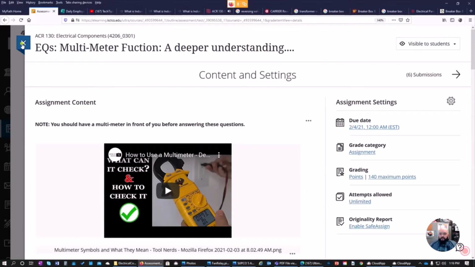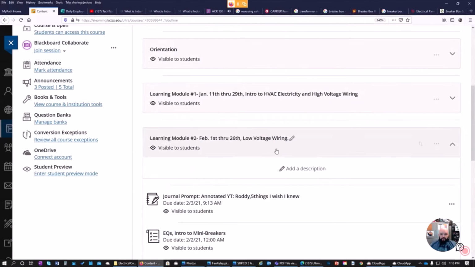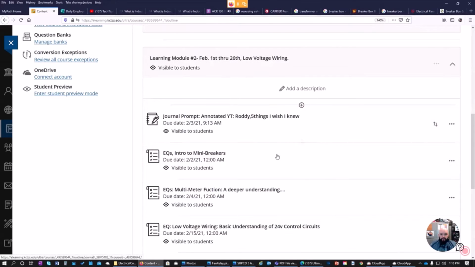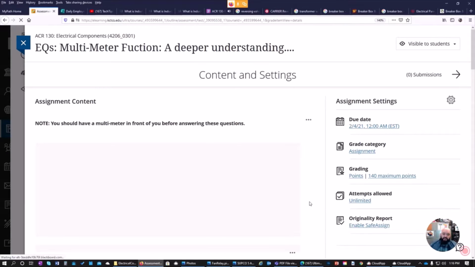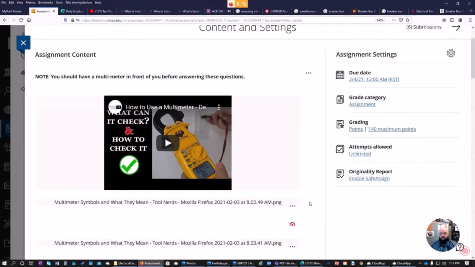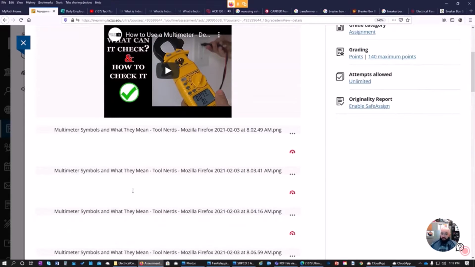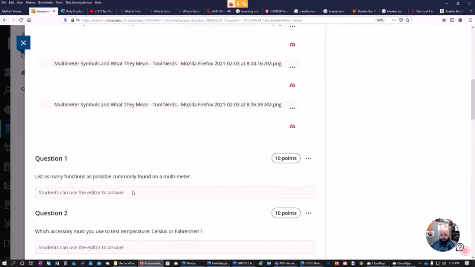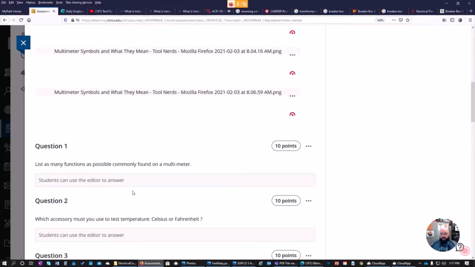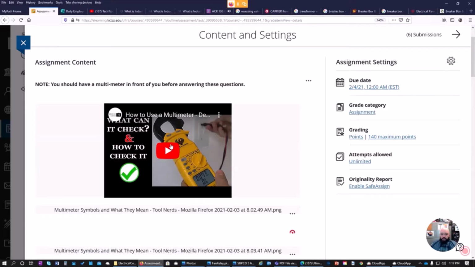All right, gentlemen. So in ACR 130 module 2, your second set of EQs are entitled Multimeter Function, A Deeper Understanding. On the first day, I had you introduced to the basic tools and what a multimeter was. And then on this exercise, we watched a video and dove more deeply into the functions and how to use a multimeter. I don't expect all of you to be experts by now, but you need to have a basic understanding how to use the most important tool in an HVAC service tech's bag.